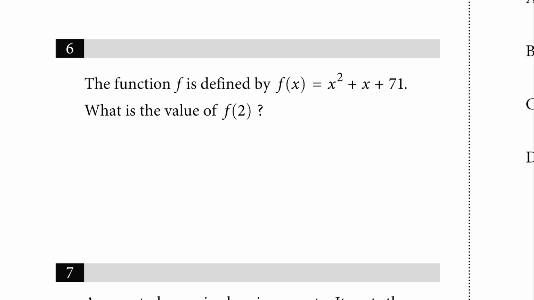The function f is defined by f of x equals x squared plus x plus 71. What is the value of f of 2? Here, they're just asking us to replace every x value with a 2. So f of 2 is 2 squared plus 2 plus 71. 4 plus 2 plus 71, and that's going to be 77.